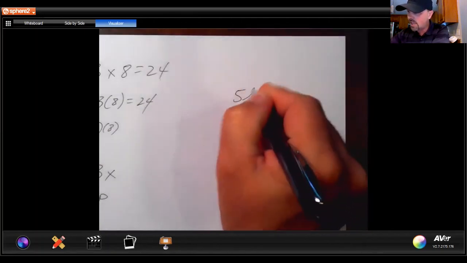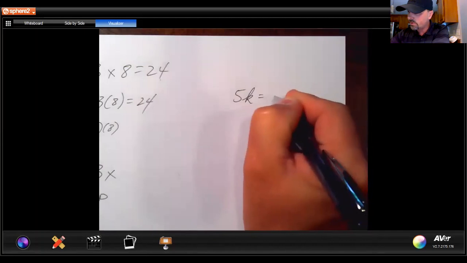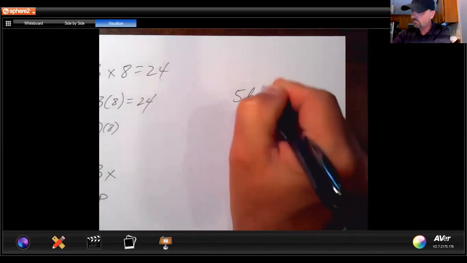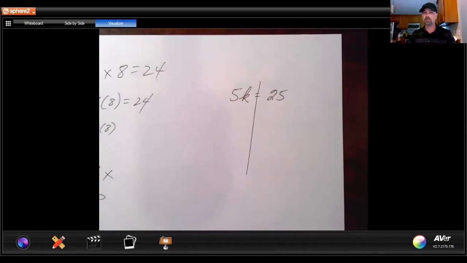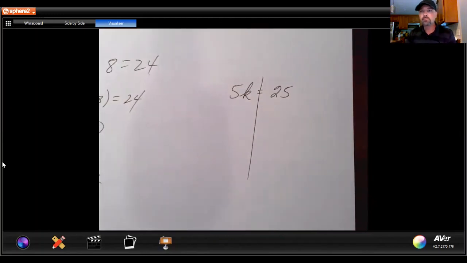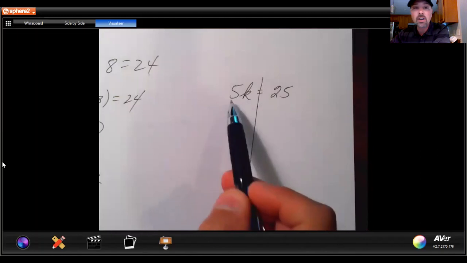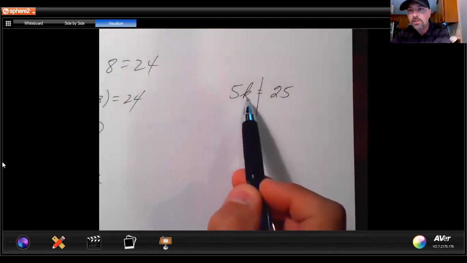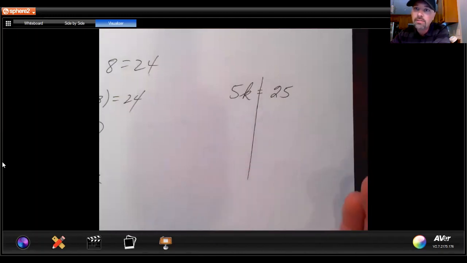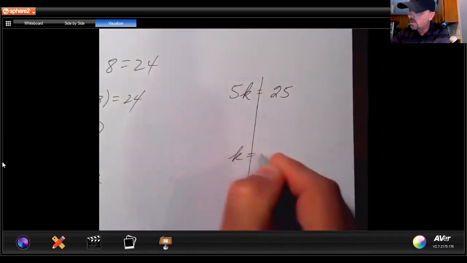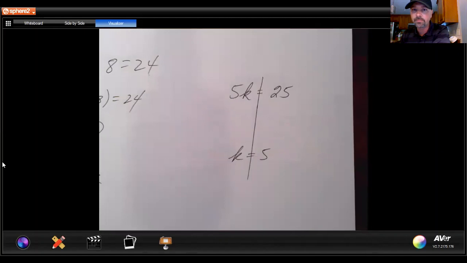5k equals 25. Think about what this means. 5 times something equals 25. 5 times what equals 25? I hope you have your facts memorized and you know that, okay? What we know is k has to be 5 because 5 times 5 is 25.